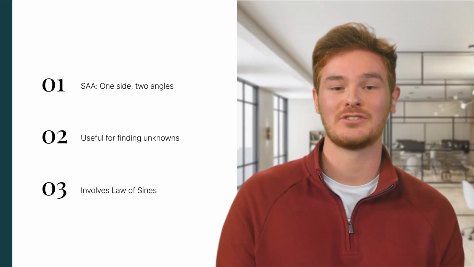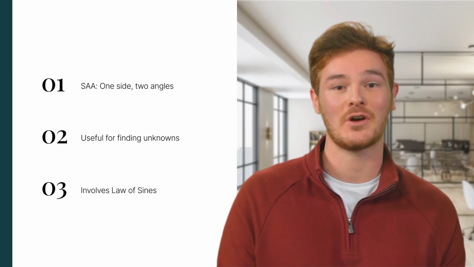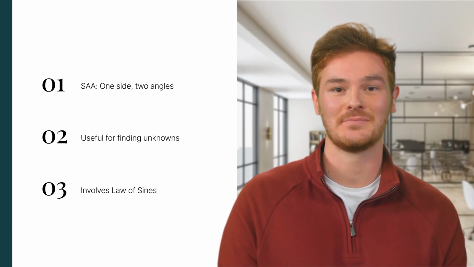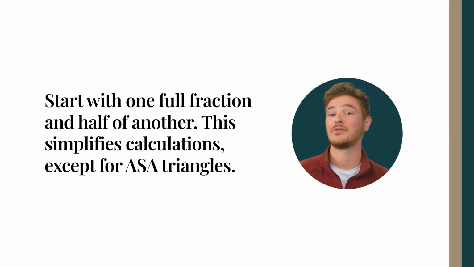SAA is when you know one side, followed by two angles. It's a clear path to finding all unknowns using the law of sines. Starting with one full fraction and half of another is your first step, unless it's an ASA triangle. You'll find this approach helps in simplifying your calculations.